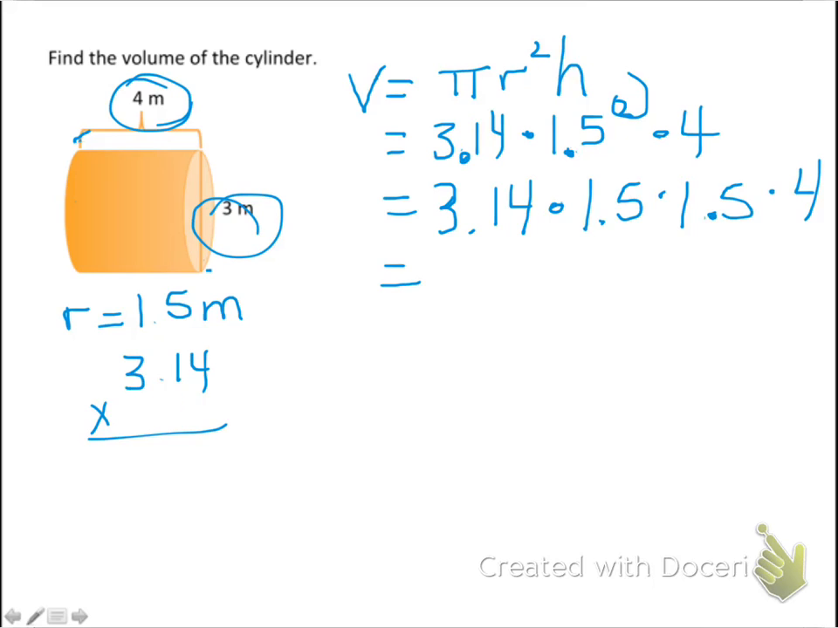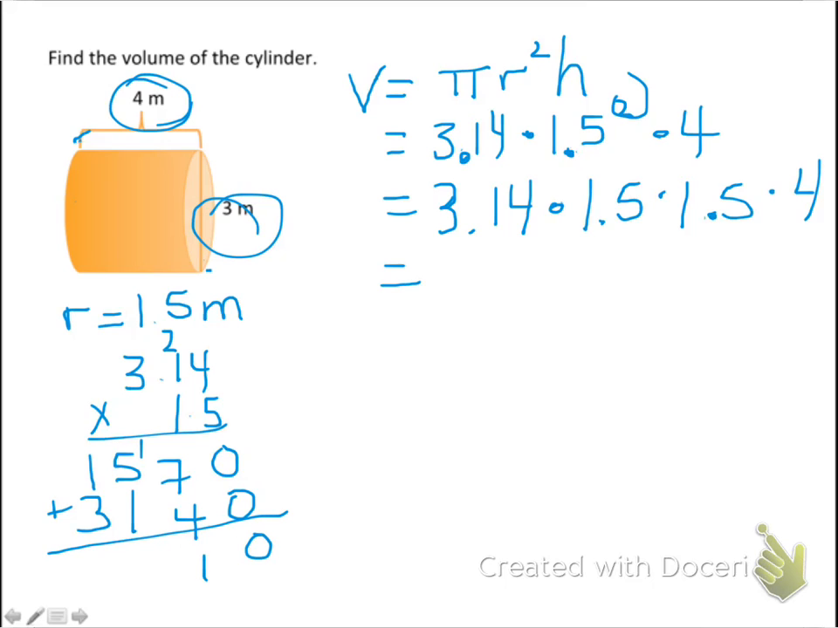So 3.14 times 1.5. 5 times 4 is 20. 5 times 1 is 5, plus 2 is 7. 5 times 3 is 15. Add my 0. 1 times 4 is 4. 1 times 1 is 1. 1 times 3 is 3. Add those two together. 0, 11, 5, 6, 7, 4. Then I have to look back at my decimal places. How many decimal places do I have in my question? 1, 2, 3. So I need to make sure my answer has 3 decimal places in it. So I know that this is equal to 4.710. You don't need to write the 0, but if you do, that's fine.